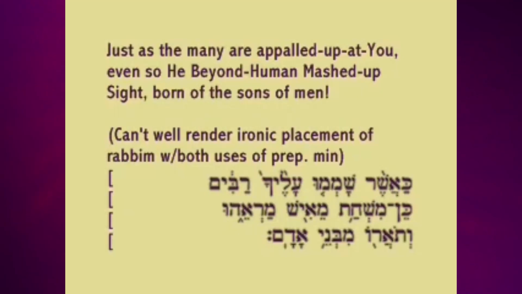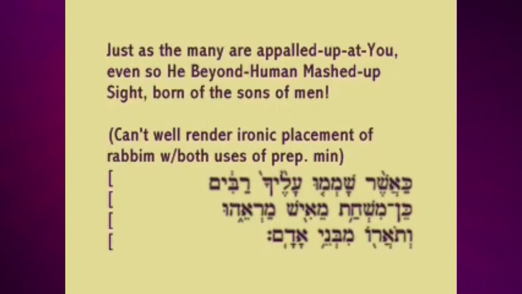Because mishchat is an extremely violent word. It means beaten to a pulp. So he's up there on the cross. My pastor said this so many times. He's up there on the cross and his face is so beaten you can't even tell it's a human being. They tried to kill him by beating him up before he even got to the cross, so he couldn't pay for sins. That was Satan's objective.